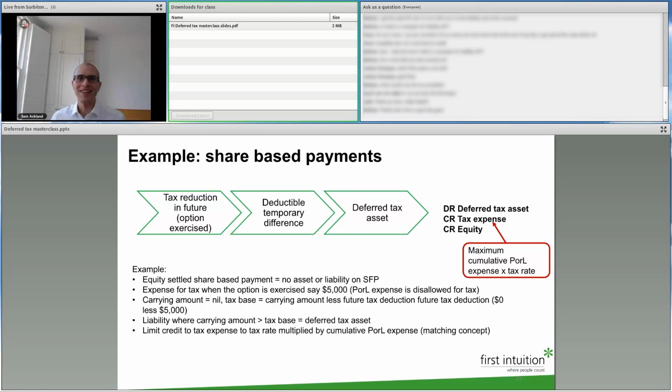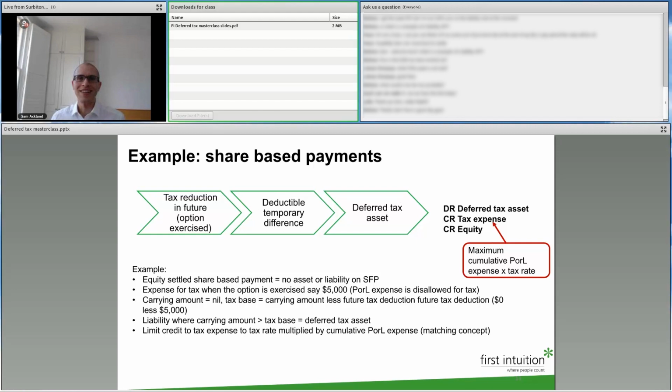So the carrying amount is nil and the tax base is negative 5,000. This means that the carrying amount is actually bigger than the tax base, because remember we said the tax base was negative. So we get a deferred tax asset. Now I wouldn't worry too much about that theory. If you can talk sensibly in SBR about what temporary differences are and how they arise, then we can come to the conclusion that because we've got this future tax deduction on the share-based payments, we have a deferred tax asset. As I've said there, limit the credit to the tax expense to the tax rate multiplied by the cumulative profit and loss expense.